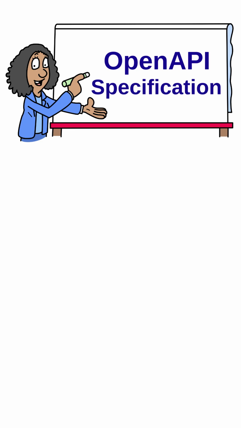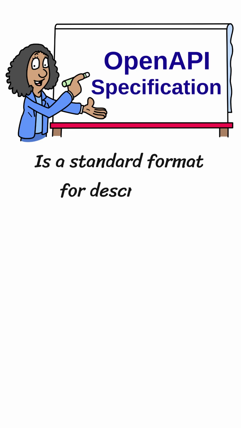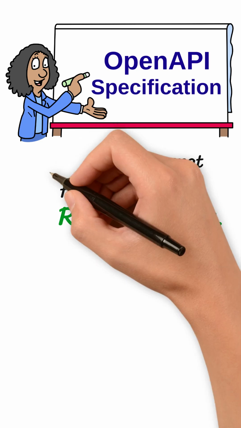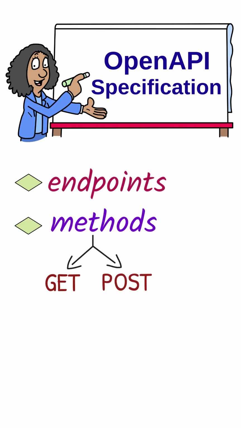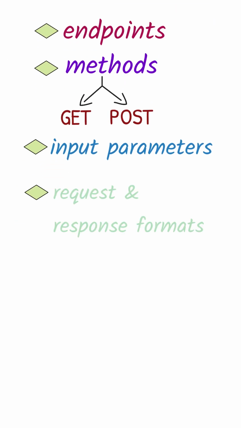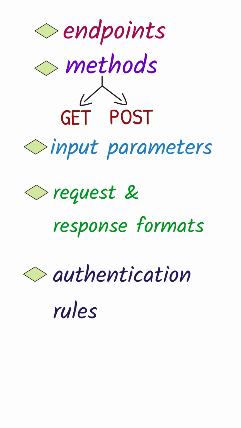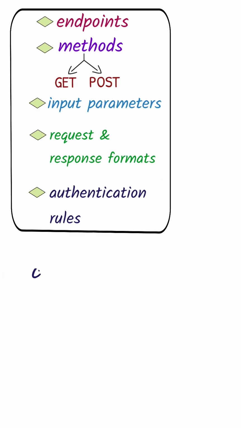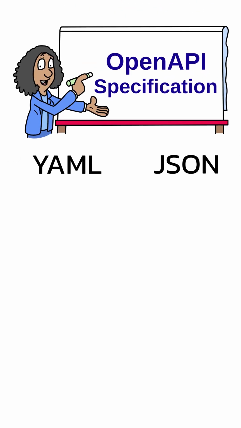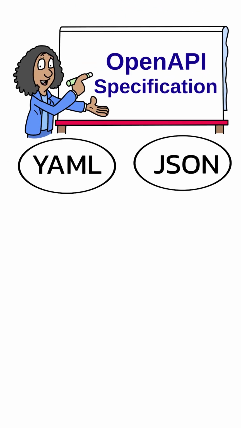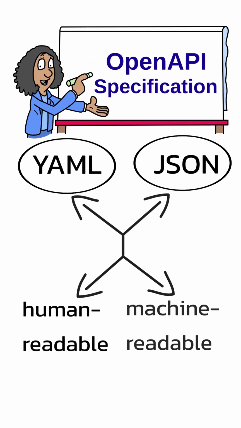OpenAPI specification is a standard format for describing RESTful APIs. It defines all the endpoints, methods like GET or POST, input parameters, request and response formats, and authentication rules in a clear and structured way. It's usually written in YAML or JSON, and it is both human-readable and machine-readable.